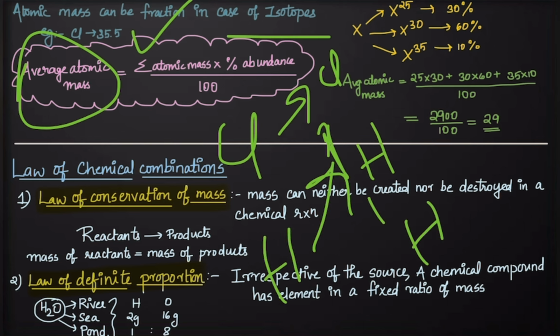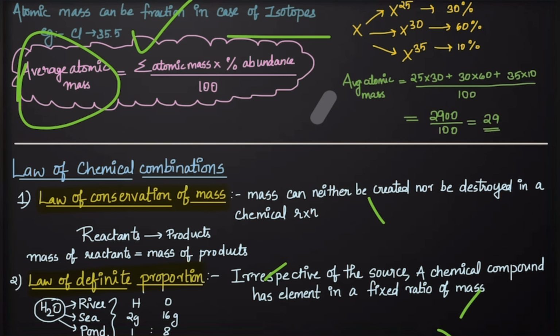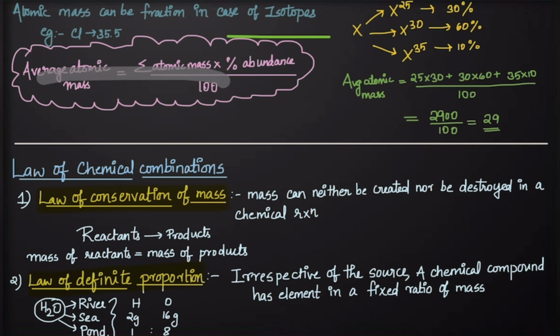H-1-1, H-1-2 and H-1-3. Isotopes mean the same number of protons, right? This is the percentage abundance. Average atomic mass is equal to sigma atomic mass into percentage abundance, divided by 100. Percentage abundance means how abundant it is on the earth.